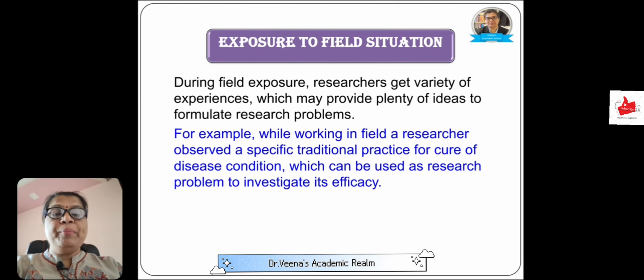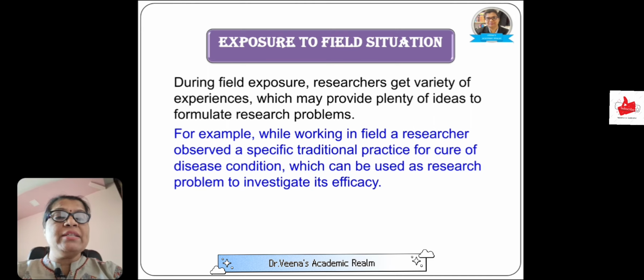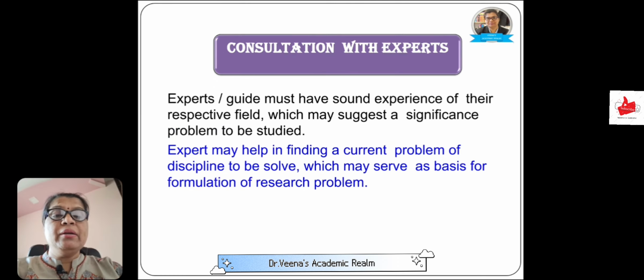Next is exposure to the field situation. Exposure to the field situation means you get experience in different areas. As I said, a researcher gets different experience in different areas, and there are so many problems as per the area where you can find the problem. For example, you investigate, like immunization is given to the patient. So investigate what are the side effects, what are the immediate side effects, what are the late side effects related to health education. So exposure to the field situation also gives the idea to identify the problem statement.